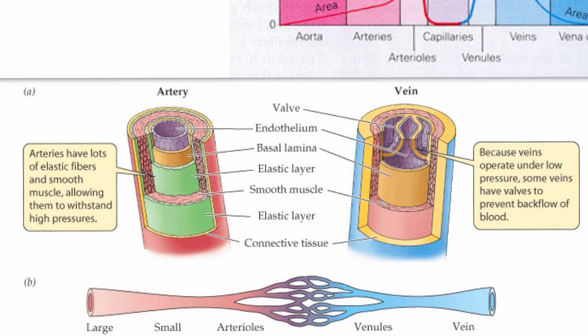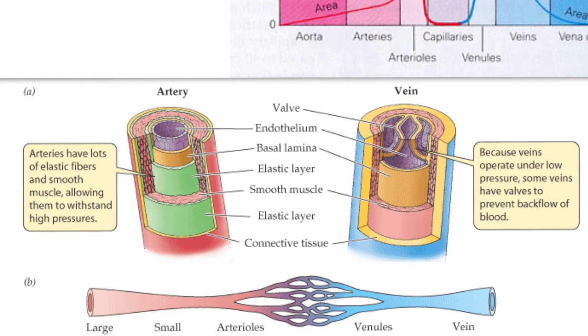Outside the elastic layer, we have got smooth muscle. The smooth muscle allows them to withstand the high pressures generated by the left ventricle of the heart. At GCSE, it would have been fine for you to say to withstand the high pressures from the heart, but now we need to be a bit more specific, right?